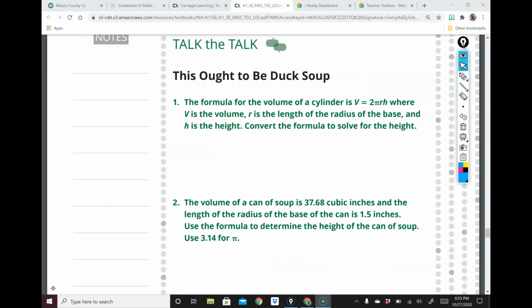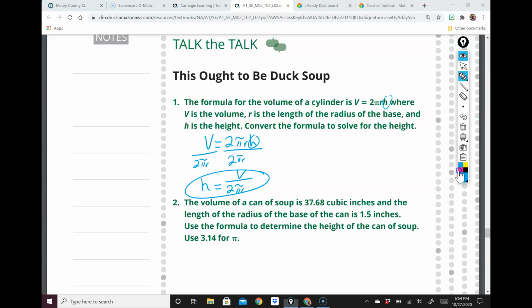Talk the talk. This ought to be duck soup. The formula for the volume of a cylinder is V equals 2 pi r h, where V is the volume, r is the length of the radius of the base, and h is the height. Convert the formula to solve for the height. So volume equals 2 pi r times height, and we're going to solve for the height, so we can just divide everything by 2 pi r. So height equals the volume divided by 2 pi r.